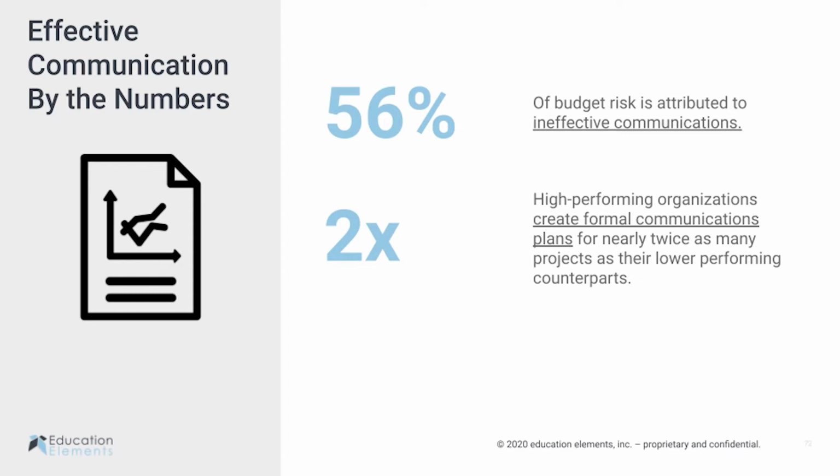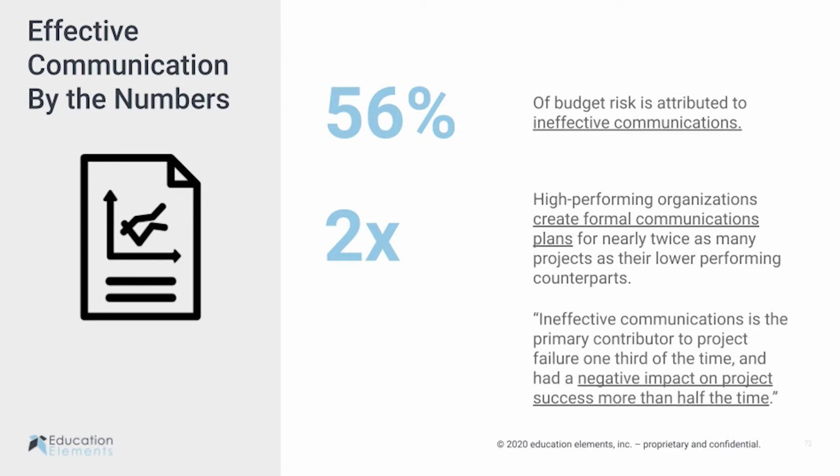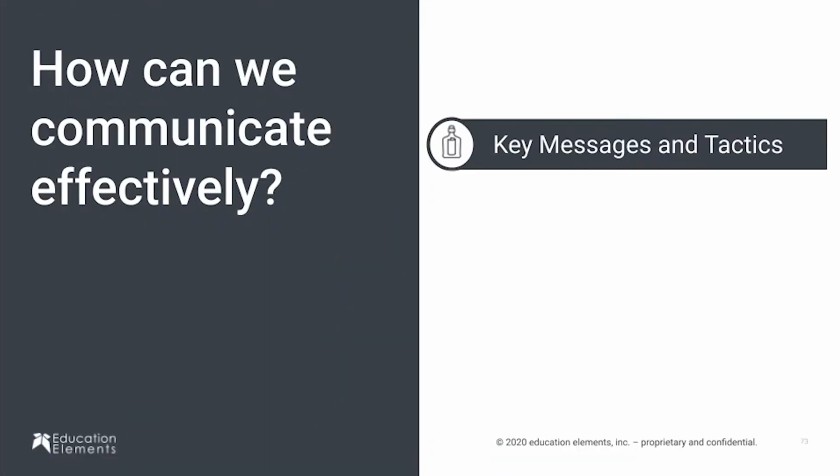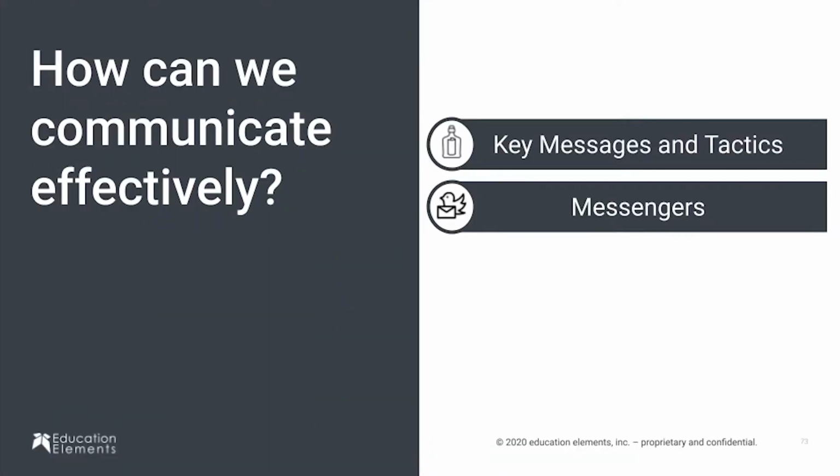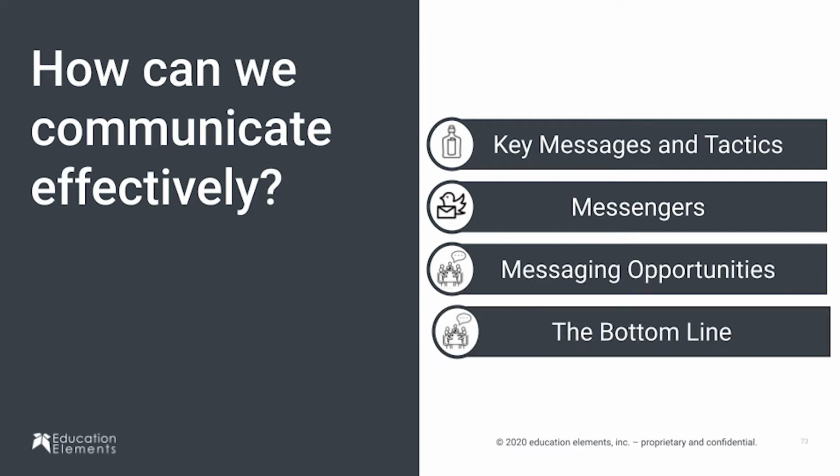So having a plan for how you communicate is also a success factor. Lastly, ineffective communication led to project failure 1/3 of the time. So I think the challenge here is clear, but what are some steps you can take to make sure you're communicating your plan effectively? You want to be clear on 4 key factors to an effective communication plan, and they include your key messages and tactics, your messengers, your messaging opportunities, and your bottom line.